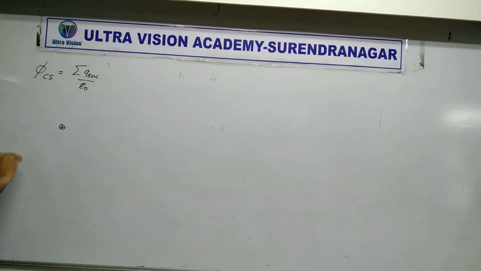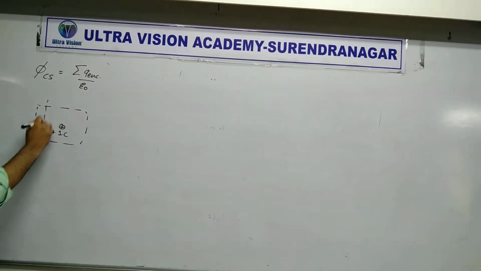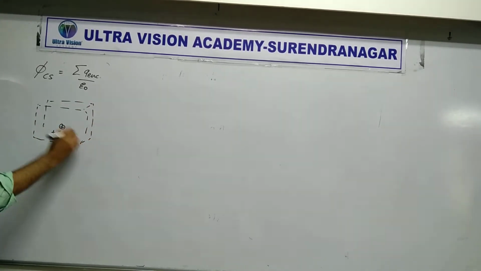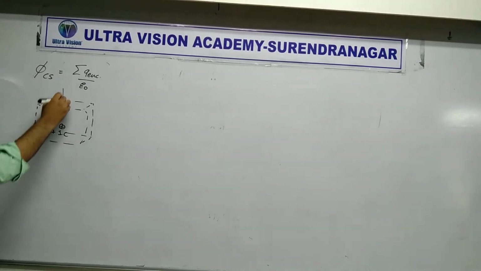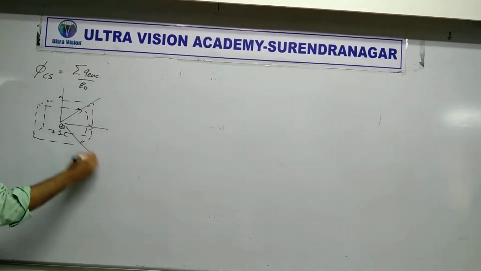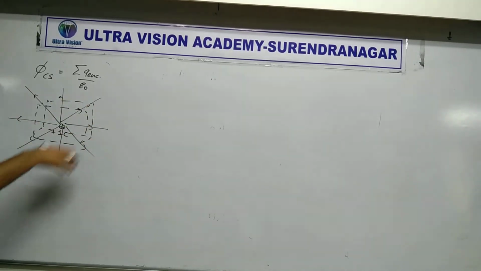Suppose there is a plus charge, let's say 1 coulomb, plus 1. And around it, I make an imaginary surface, let's say I make a cube. Okay, so this charge is now inside the cube. Can you see it? Yes. Sure? Yes. And suppose some thin lines come out from this charge. Okay, they will move in different directions and they will come back.